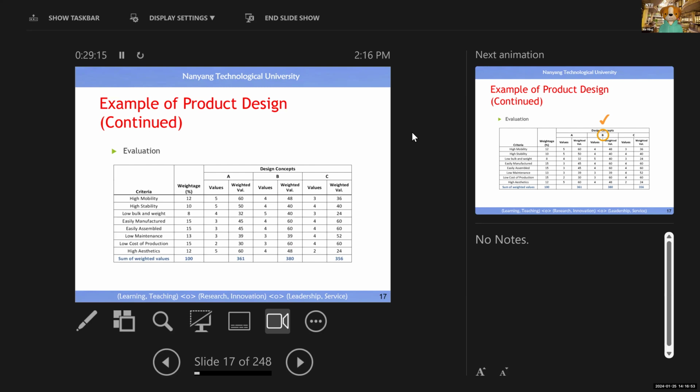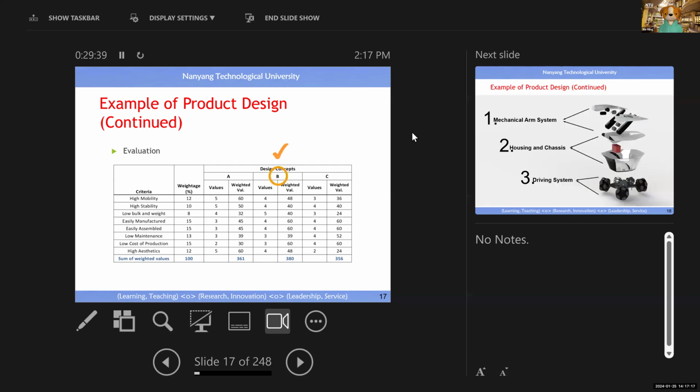Here I just use 3 examples. Combination A, B, C. Then you need to define criteria to do the evaluation, right? Let's say mobility, stability, cost of production, and appearance, whether it looks good or not, how easy it is to do assembly, to do maintenance, whatever, right? So you do the scoring, then you find the one with the higher score, then this combination should be the solution chosen by you to come out with the design of this product.